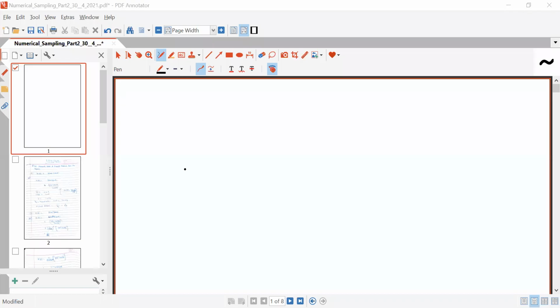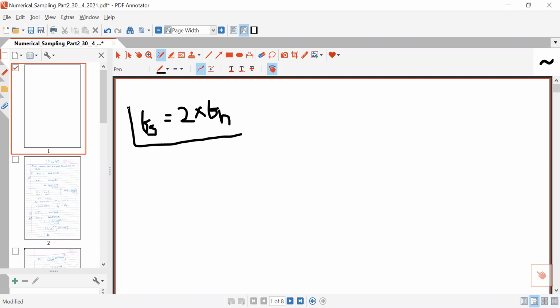In this lecture, I am going to discuss some more numerical examples based on the sampling theorem. In the previous lecture, I discussed the sampling theorem. Sampling theorem basically provides you the information about the minimum sampling frequency, which is desirable to reconstruct the original signal from the sampled signal. And the minimum sampling frequency will be twice the maximum frequency component present in the signal.